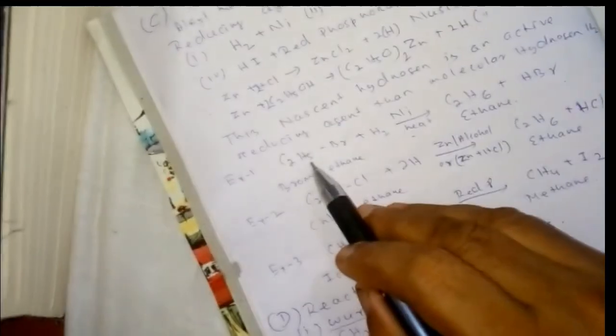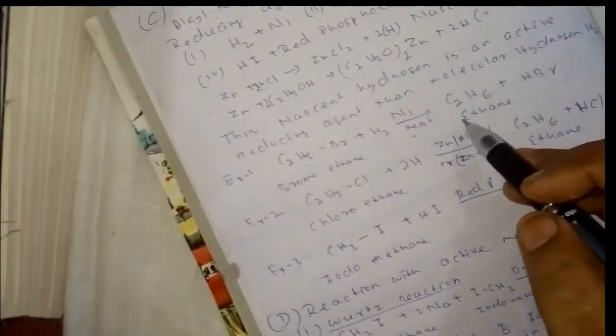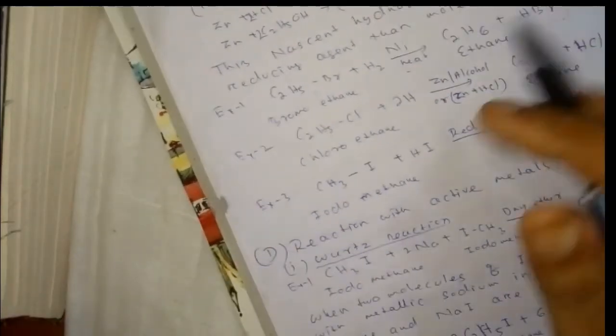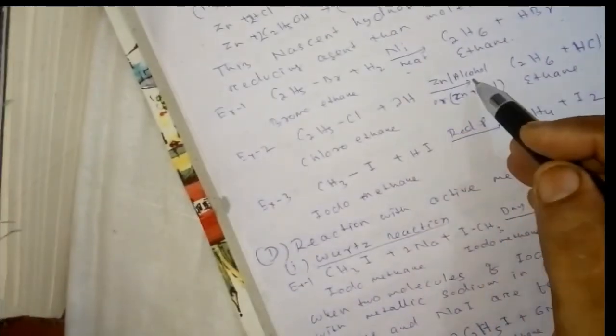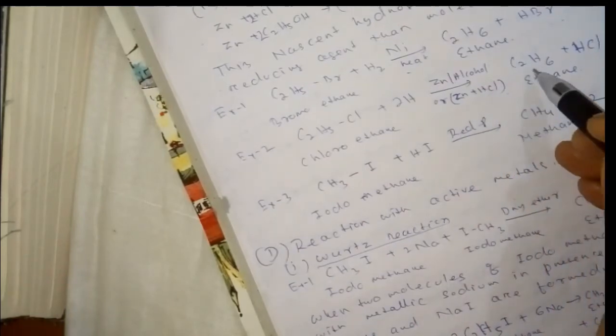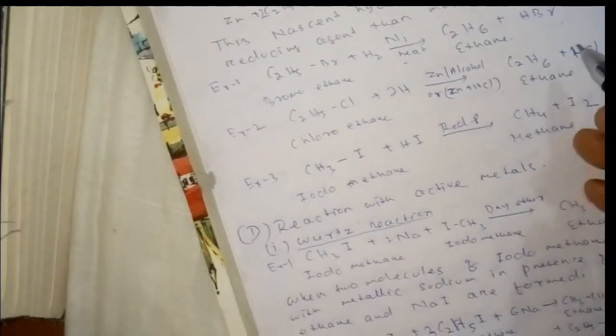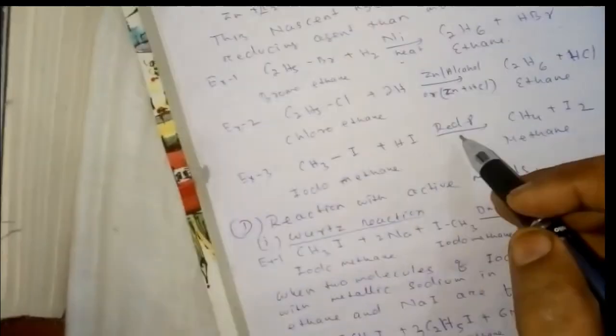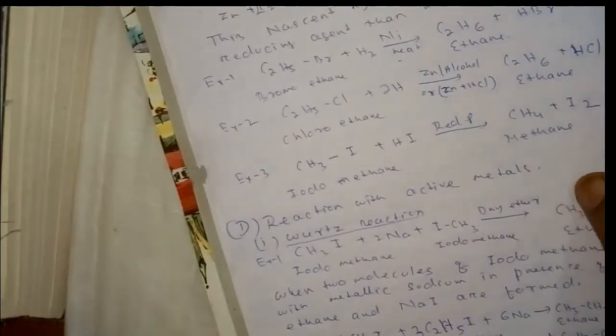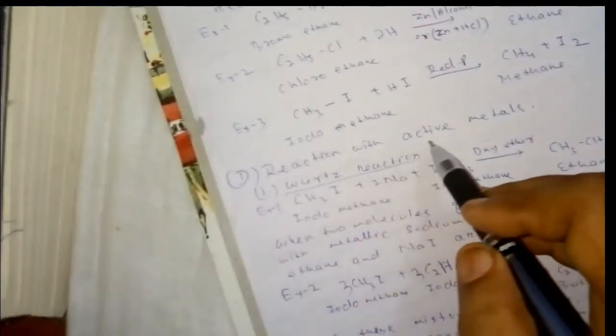So reduction occurs: C2H5Br plus H2, nickel, heat gives C2H6 plus HBr. C2H5Cl plus 2H, Zn alcohol, gives C2H6 plus HCl. CH3I plus HI, red phosphorus, gives CH4 plus I2. Then we will go to reaction with active metal.